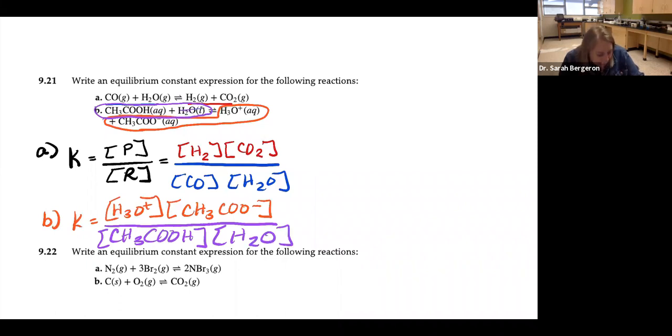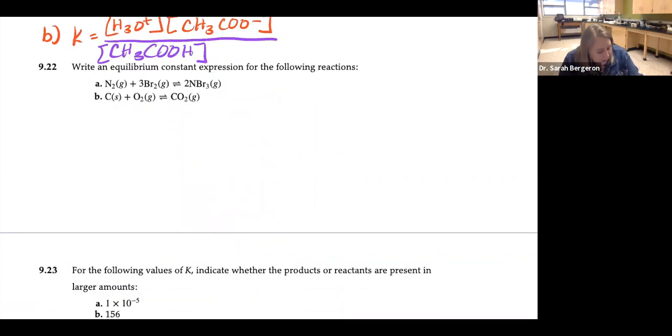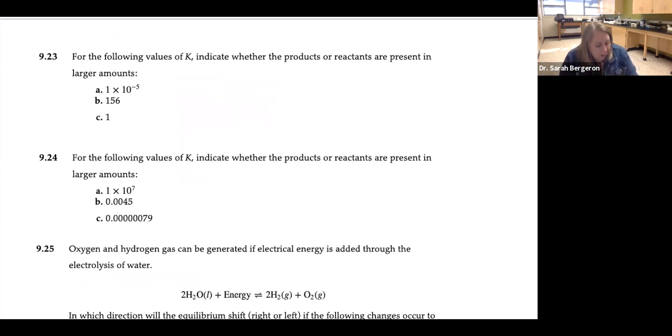H2O is a liquid, so we don't need to put a liquid, so we don't even put it. So let's just erase it, right? So anything that's a solid and anything that is a liquid, we just don't write. Okay. For the following values of K, indicate whether the products or reactants are present in larger amounts.